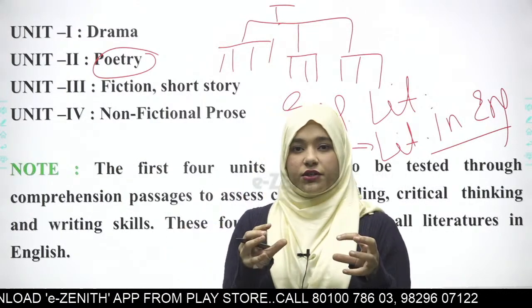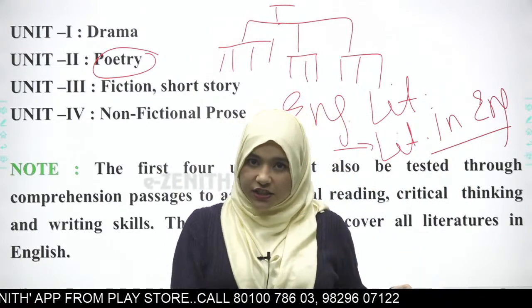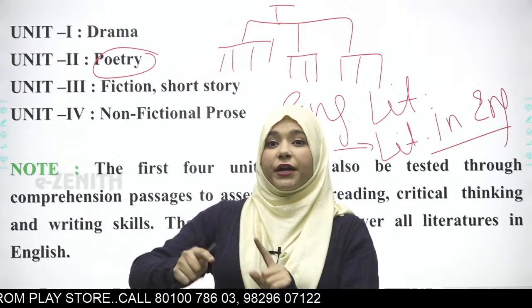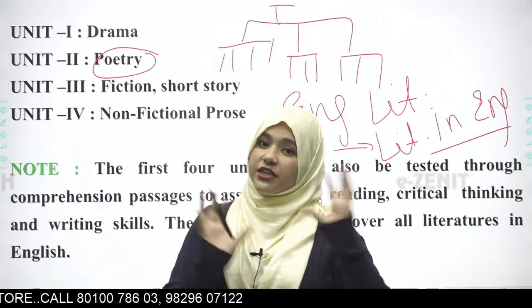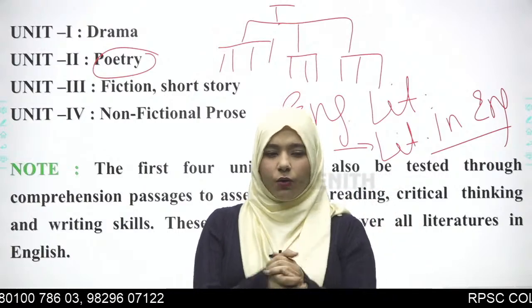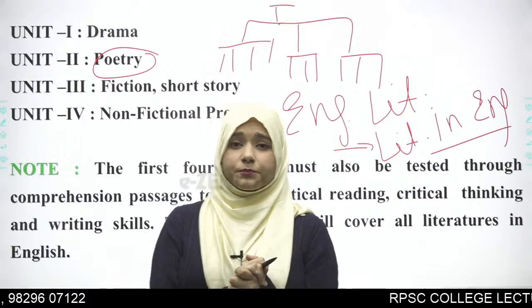So all the literature that is produced in England comes under English literature, and under literature in English come the literatures that are produced in other non-English speaking worlds, but they produce literature in the English language. So I hope this was clear to you. If you have doubts, kindly comment and we can discuss it more. Okay, now this thing is clear, I think.